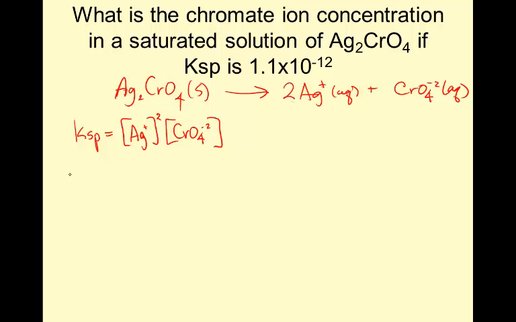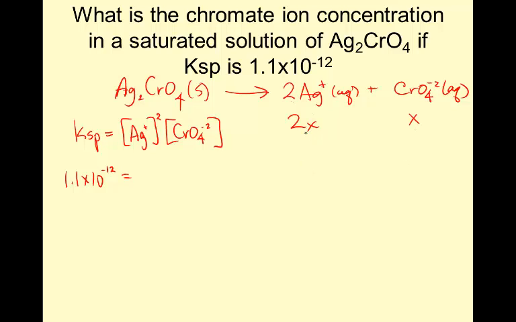What do we know about this? Well, we know this is going to be equal to 1.1 times 10 to the negative 12th. Now, let's figure out what we should plug in. If this is a saturated solution, then the most that can dissolve does. What does it dissolve from? The silver chromate is what it dissolves from. So every one of these that dissolves gives me 2 of these and 1 of those. What's easier to call X? This is easier to call X because there's no coefficients. So every time we get X chromates, we get 2X silvers.